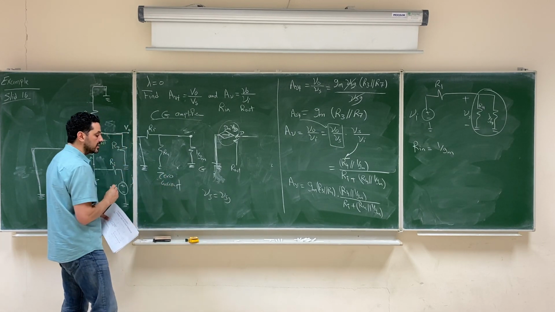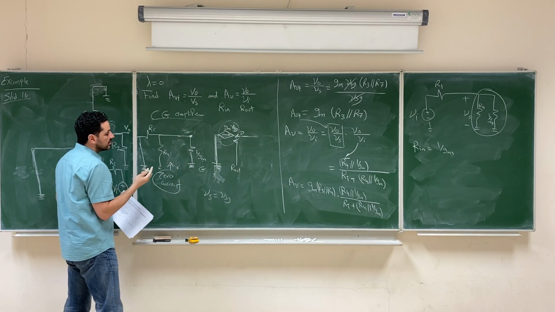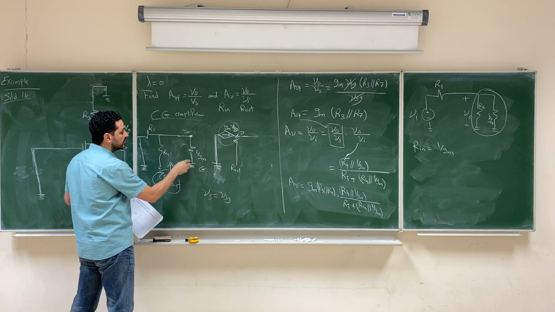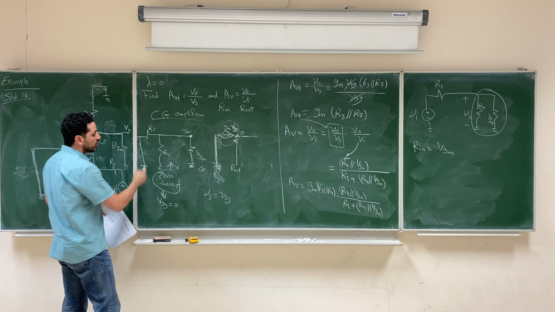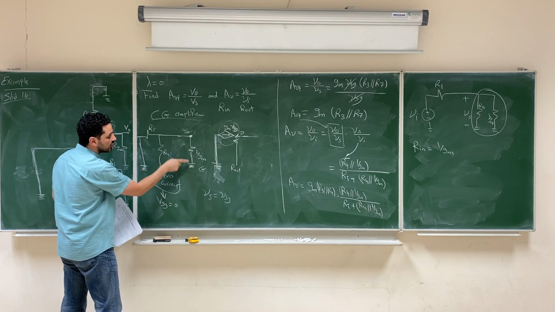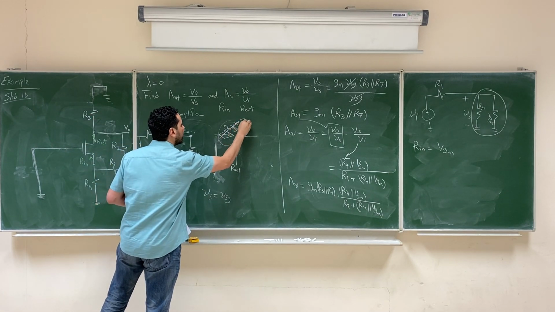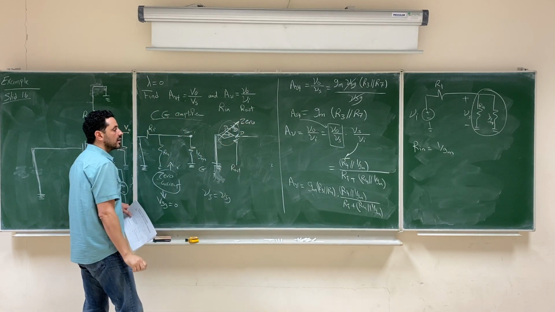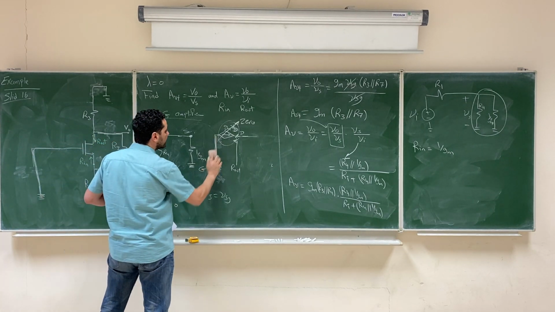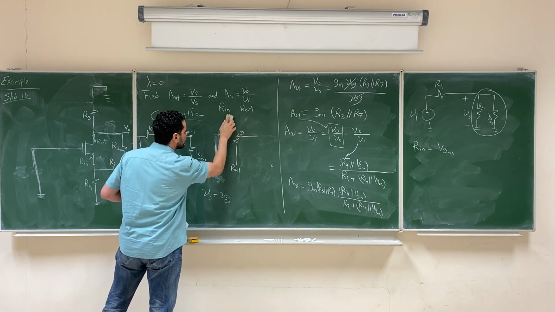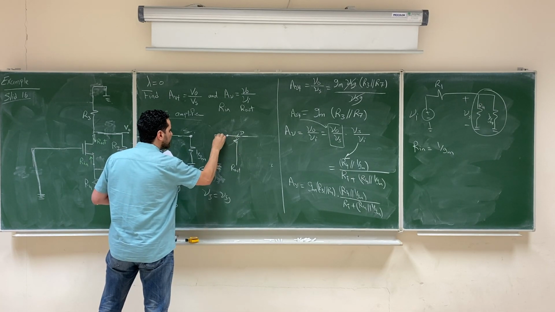And if you have a 0 current in this part, VSG will be what? VSG will be also 0, because there is no current, so the drop between the source and the gate is 0. And if VSG is 0, this current source will be also 0. Current source 0 means what? Means open circuit, right? So you can replace the dependent current source by an open circuit.